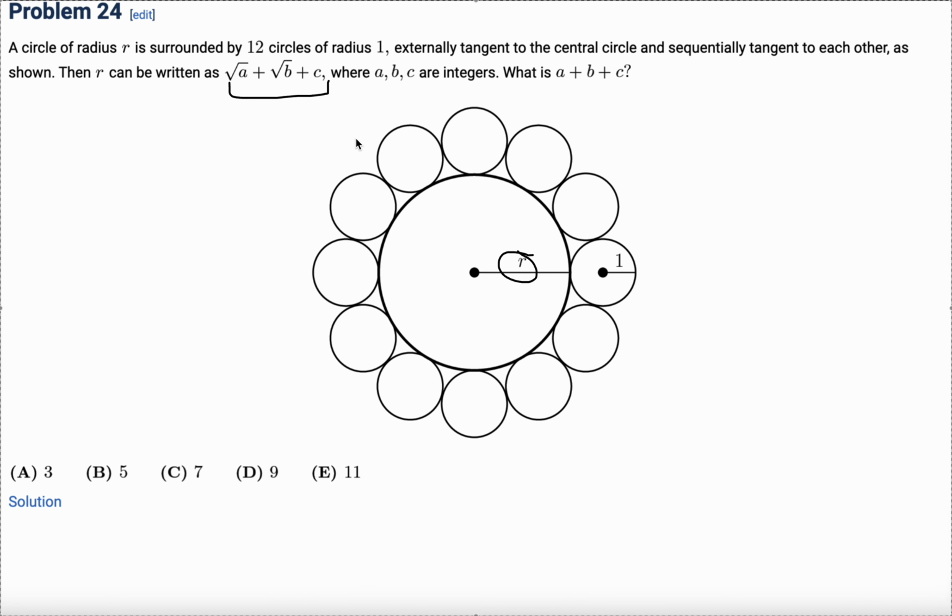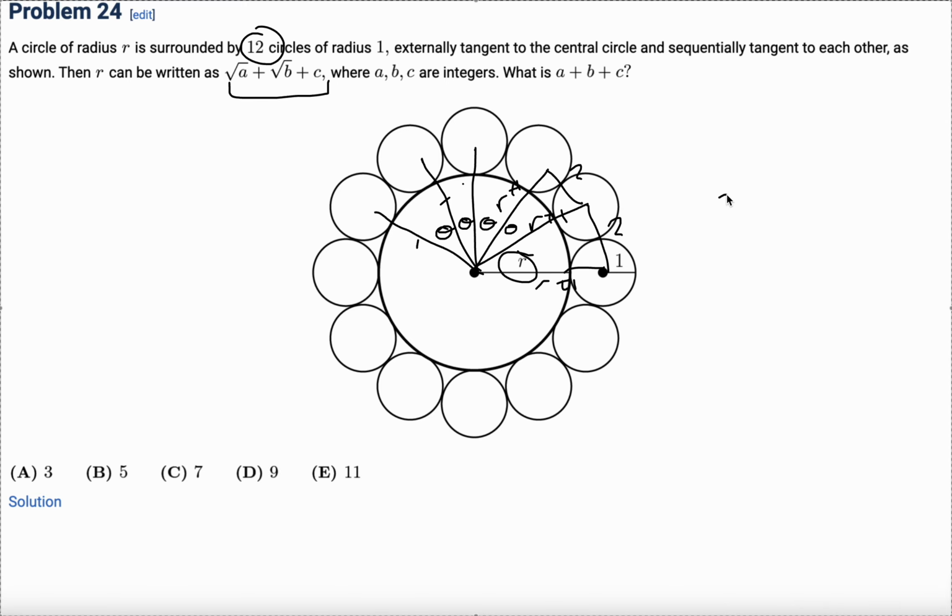Since we have 12 circles, what's really key is that we can draw lines toward the center of each circle. I won't draw all of them, but just enough to show the point: each one of these triangles is congruent, because this is 2, this is r plus 1, this is r plus 1, and this is also r plus 1, then 2 again, and so on. Since all these triangles are congruent, each one of these central angles is also congruent. So we'll call them theta.